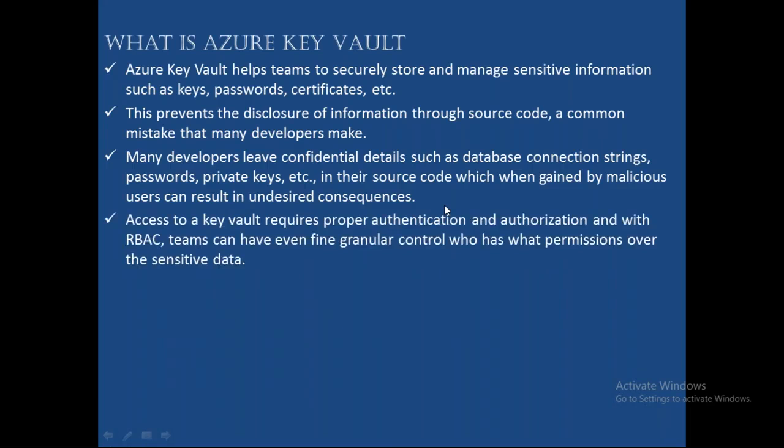Next, access to a Key Vault requires proper authentication and authorization, with RBAC, role-based access control. Okay, RBAC means role-based access control. Now you see, by default you cannot access any secrets, any username and password or keys from the Azure Key Vault. You need to have proper authentication and authorization, with RBAC. Based on the role, you'll have different permissions. Teams can have fine-grained control over who has what permission on the sensitive data. Somebody can only read, somebody can only modify, somebody can just delete. Depending on your role in a project, you will get the access.